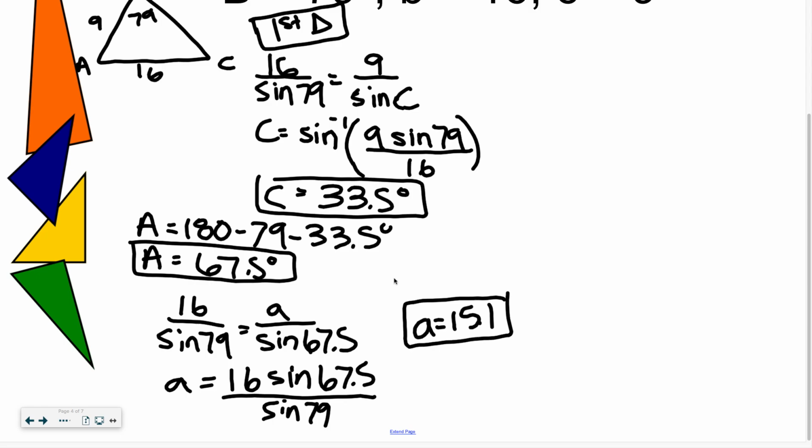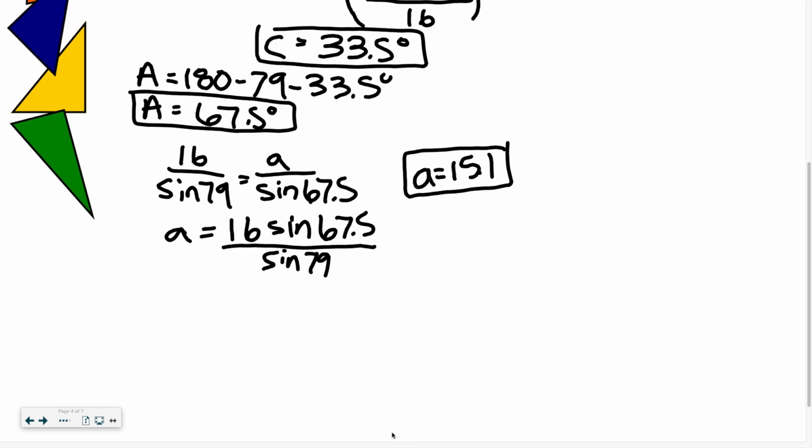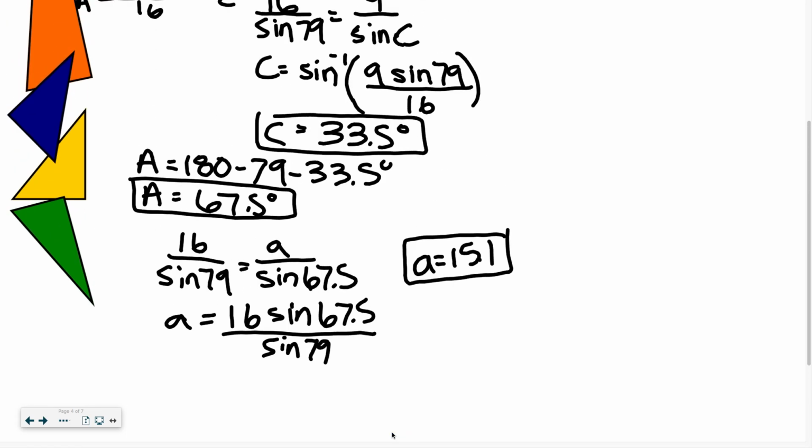Okay, so I solved out my first triangle. Everything seems to be going really well, right? Angle C is 33.5. Then I know 33.5 and 79, so my third angle must be 67.5. And when I plug that in, I get A equals 15.1.